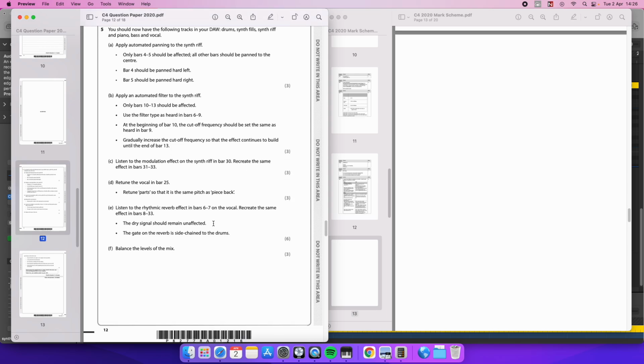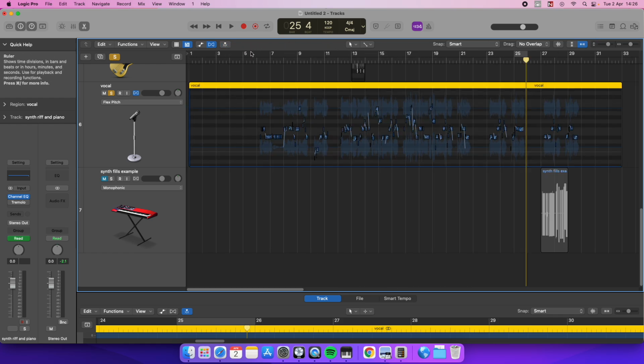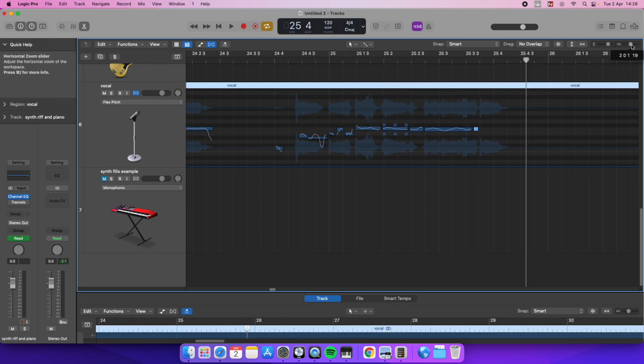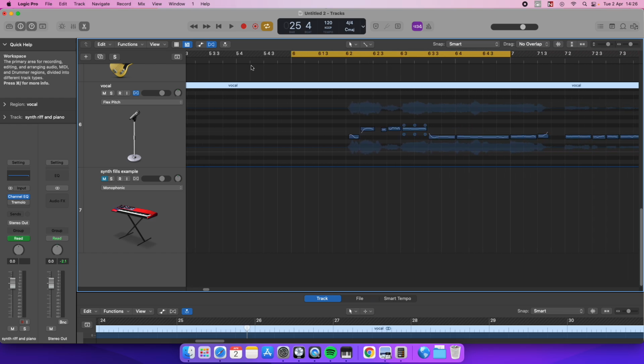Listen to the rhythmic reverb effect in bars 6 to 7 on the vocal. I suppose we've got to recreate this somewhere else as well. So it's been a lazy producer that sent you guys this, because it's like, well, I've done some of the work, but if you can finish it all for me, I've done some effects, but they need to be done in other places. So what was it, bar 6 to 7?